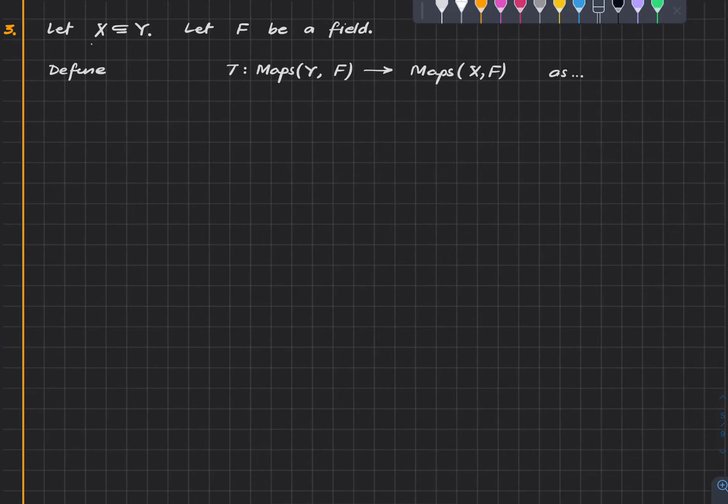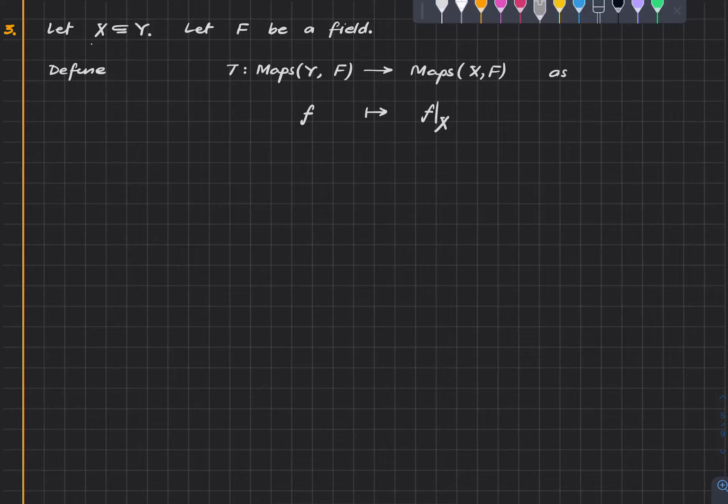This is a nice example. Suppose we have two non-empty sets, one contained in the other, and fix some field F. Define the map T, which has this vector space as its domain and that as its target. Define T of phi to be phi restricted to X. Let me explain a little bit. So what is it doing?